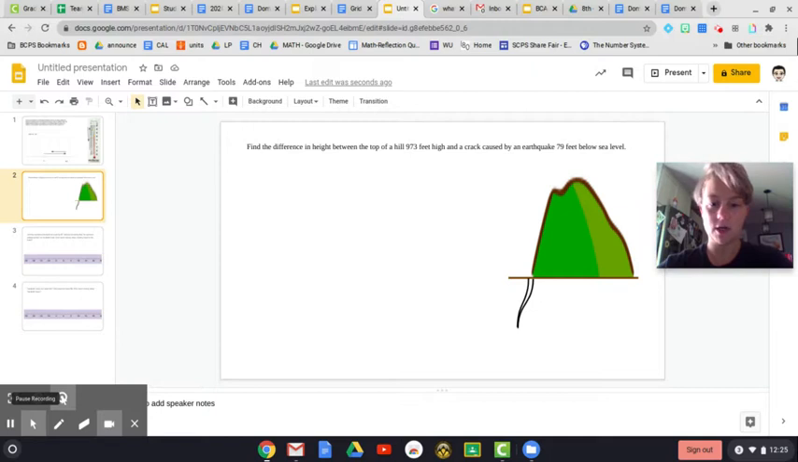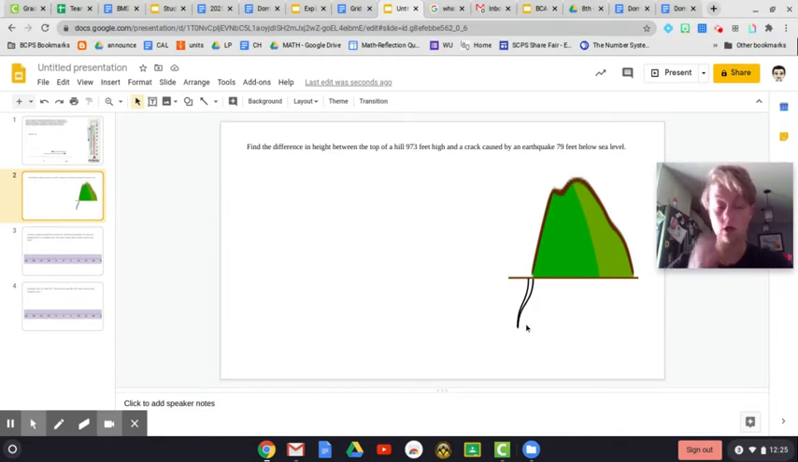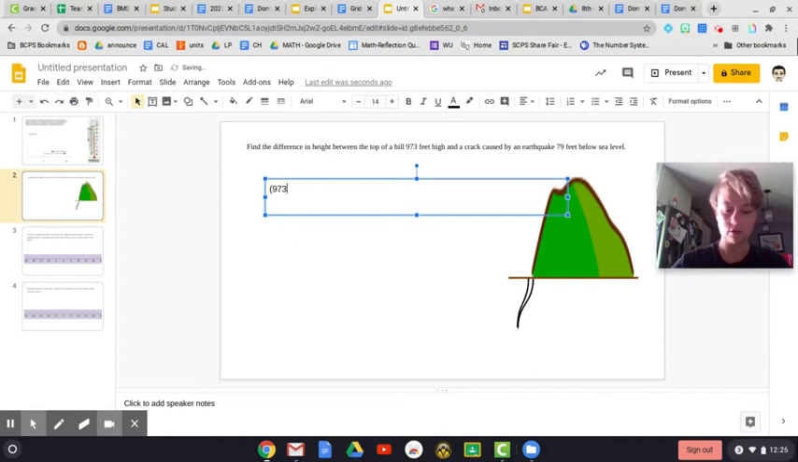Here we have a second problem with real-world context. Find the difference in height between the top of a hill, 973 feet high, and a crack caused by an earthquake, 79 feet below sea level. So an important thing to know for problems like these is that we consider sea level to be 0. That's 0 on our number line. So if the crack is 79 feet below sea level, we would call that negative 79. So our equation is going to look like 973 minus negative 79. Okay?